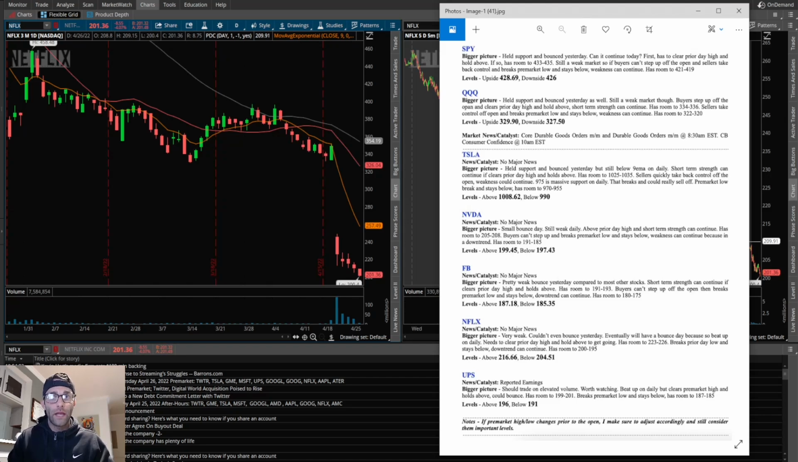And now Netflix, so very weak, couldn't even bounce yesterday. Eventually we'll have a bounce day because it's really beat up on the daily. First, it needs to clear prior day high and hold above to get going. Has room to 223, 226. Breaks prior day low and stays below, the downtrend can continue, has room to 200, 195.